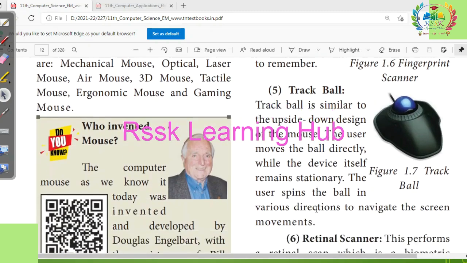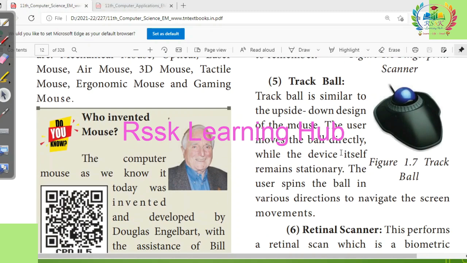Next, coming to the drag ball, it is similar to an upside down design of the mouse. The user moves the ball directly while the device itself remains stationary. You can spin the ball in various directions to navigate the screen movement. That is the use of this drag ball. Next one is the retinal scanner.